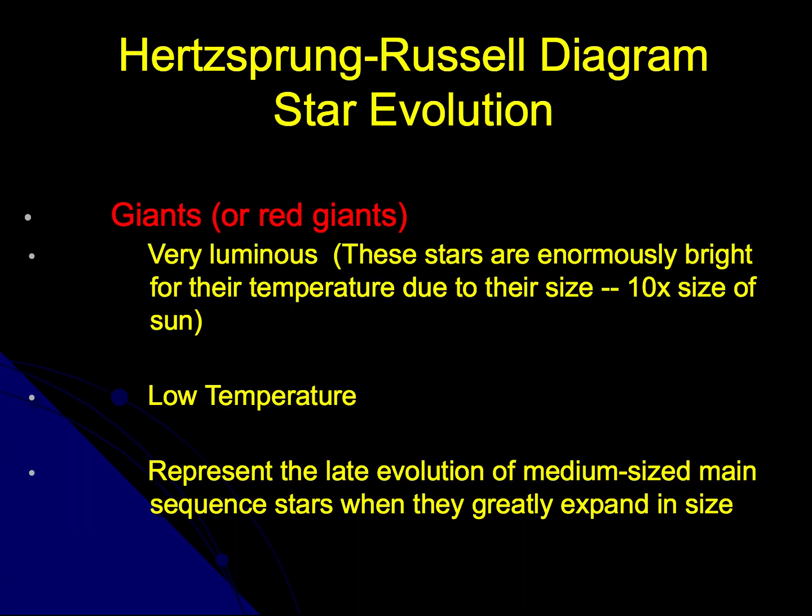These giant stars, also called red giants, since most of them are red in color, are very luminous for their size, and these stars are 10 times the size of the sun. Still, they're at a much lower surface temperature, only 2,000 or 3,000 degrees, where the sun is over 5,000. These stars are in the stage of their life where they have expanded in size as they head toward their deaths.